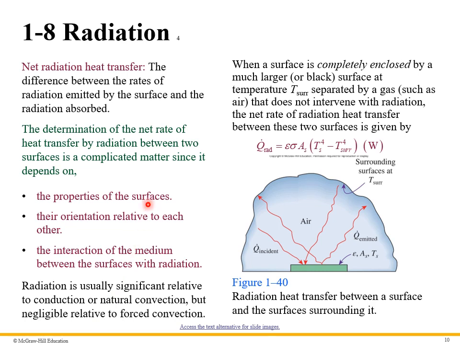The net radiation transfer is the difference between the rate of radiation emitted by the surface and what's absorbed. Again, this goes by the Stefan-Boltzmann law, and you can simply calculate those values.